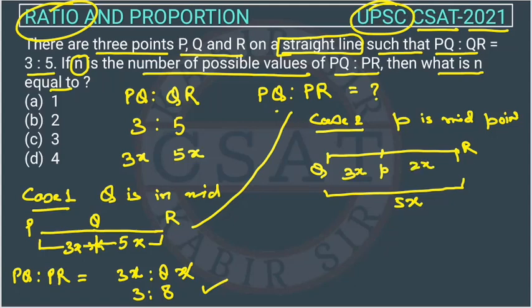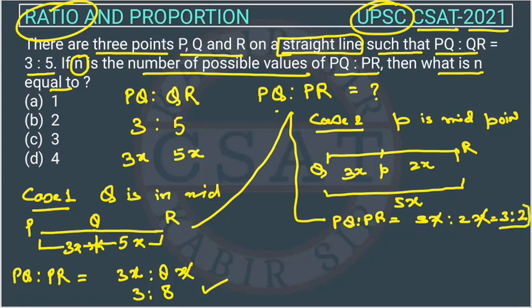So now the ratio, this ratio, right? So this ratio PQ to PR, we have to find this. So PQ is 3x and PR is 2x. This x will get cancelled. So the ratio is 3 is to 2, right? So this is the second value. This is the first value.